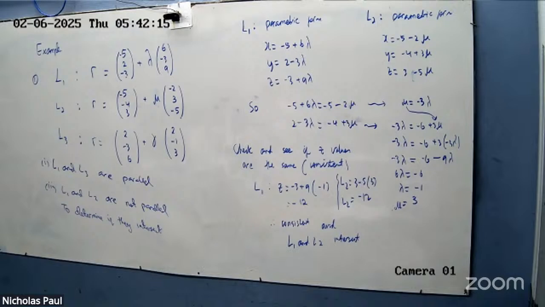Online, so all I want to do is just message if it's intersecting or if it's skew. Remember it'll be L2 and L3. Let's check out L2 and L3.